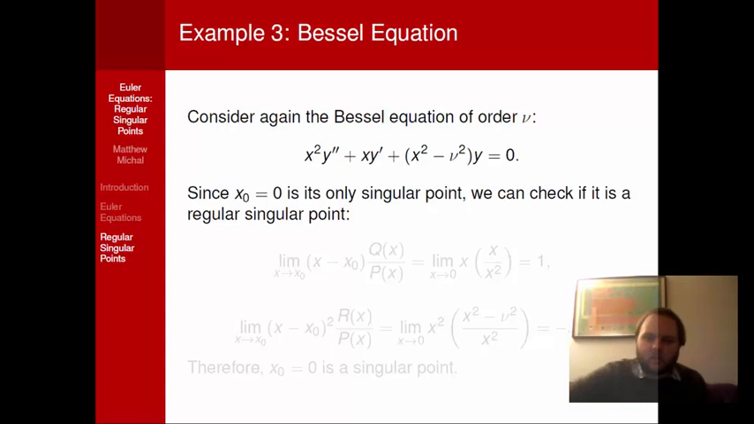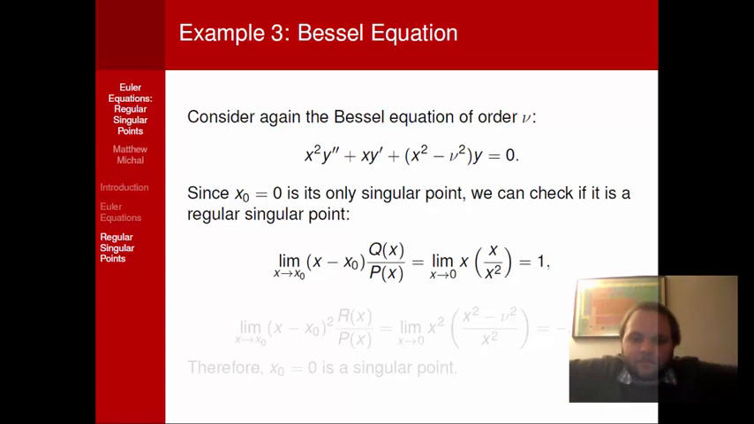Well, q of x is going to be x. P of x is going to be x squared. So plug it in. The limit as x goes to x naught of x minus x naught times q over p, or the limit as x goes to 0 of x times x over x squared. So that's the limit as x goes to 0 of x squared over x squared, or the limit of 1. So that's equal to 1. 1's a finite number. I like 1. Let's do the other one.